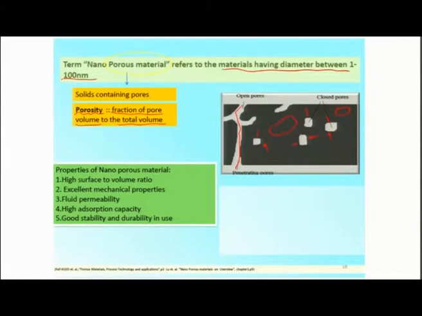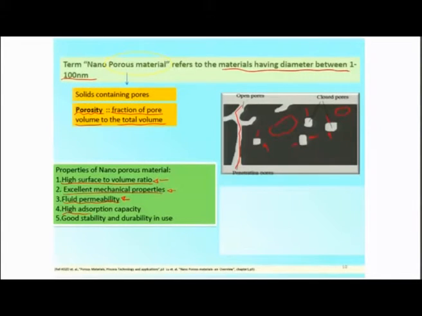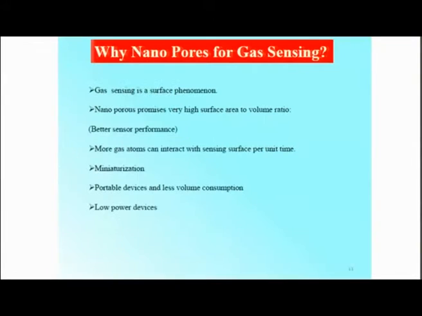There are some very distinct properties of the nanoporous materials. One is of course the high surface to volume ratio, excellent mechanical properties, and fluid permeability. Whenever we talk about gases and gas sensing, the question of gas diffusivity comes into the material. So, a highly nanoporous material with open structures or closed structures of pores would lead to permeation of different gases through these, and so the proper desorption and absorption kinetics can happen, which makes the sensor very quick. There is high adsorption capacity and good stability and durability in use of these nanomaterials. So, this is how the nanoporous materials are.